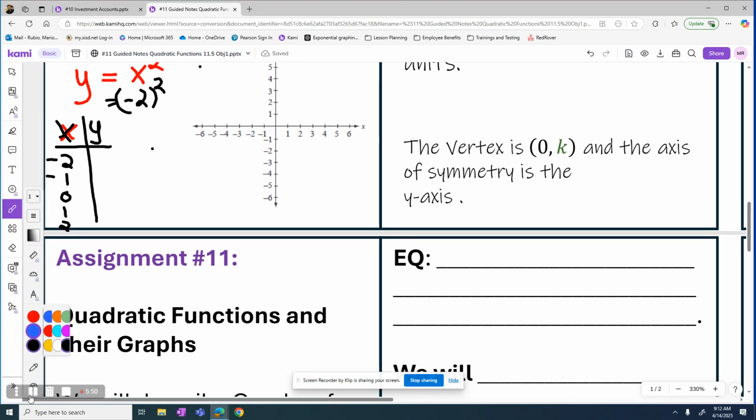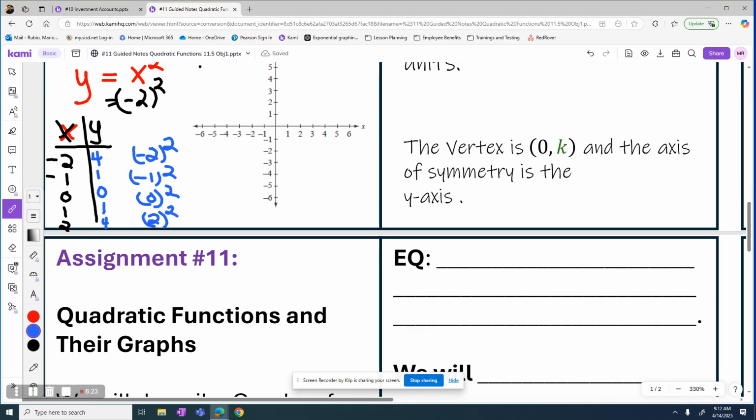Let me put it in blue. So -2 squared is 4. -1 squared is 1. 0 squared is 0. 1 squared is 1. And 2 squared is 4. Does that make sense? So all I did was substitute these x values into the equation, right? So I did -2 squared, -1 squared, 0 squared, 1 squared, and 2 squared. Does that make sense? And that's how I got this 4, the 1, the 0, 1, and 4.